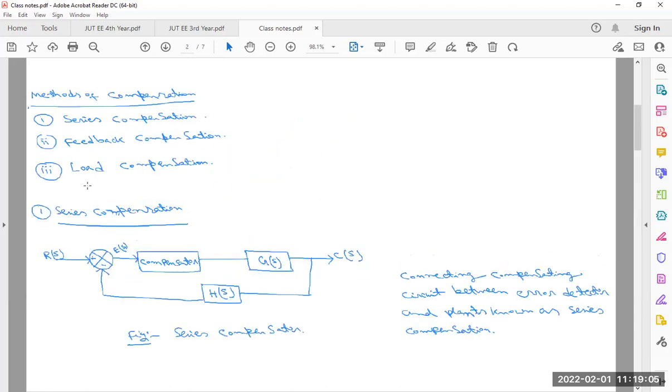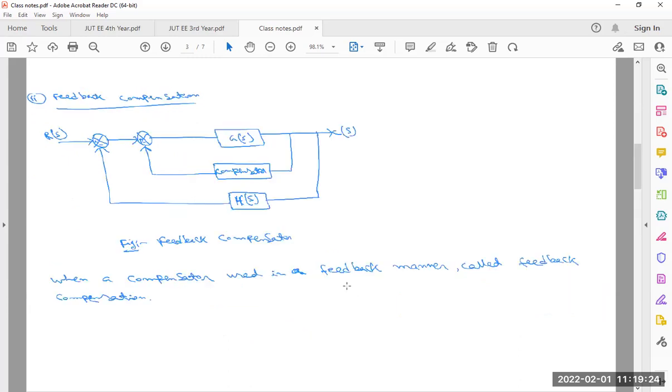Thank you. So one question is also coming in your semester question papers. What are the different methods you have to use for the compensation network? At that time you have to discuss these 3 compensation circuits with the diagram also.